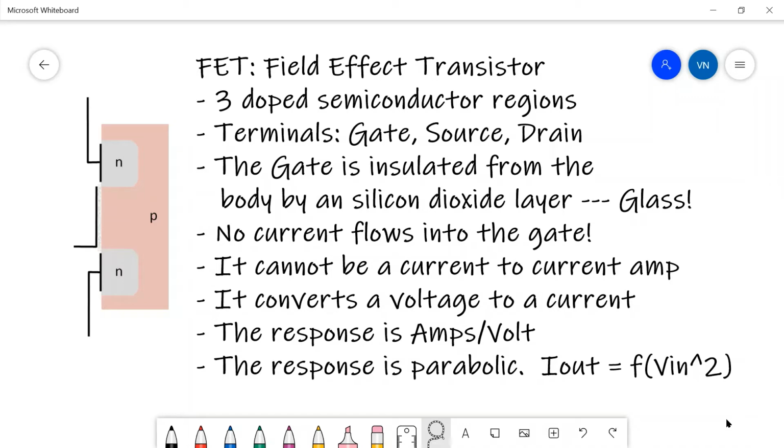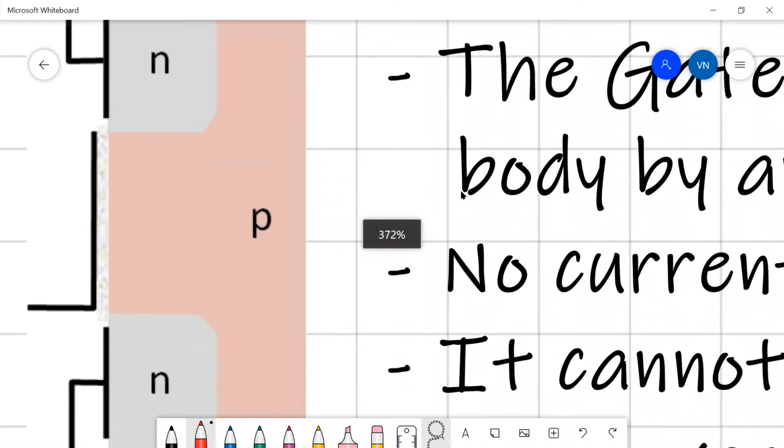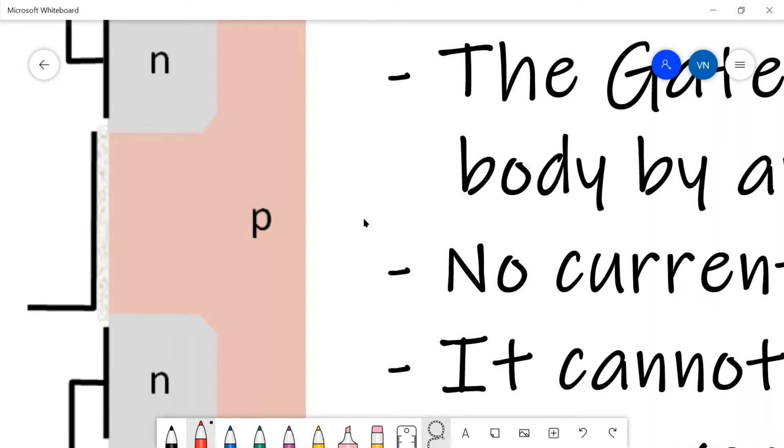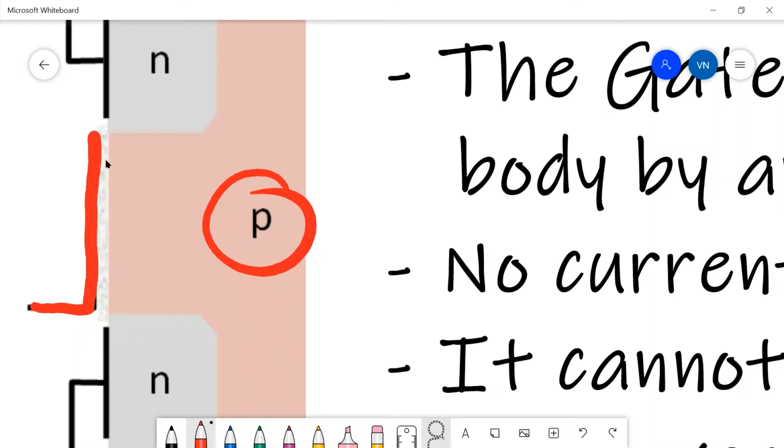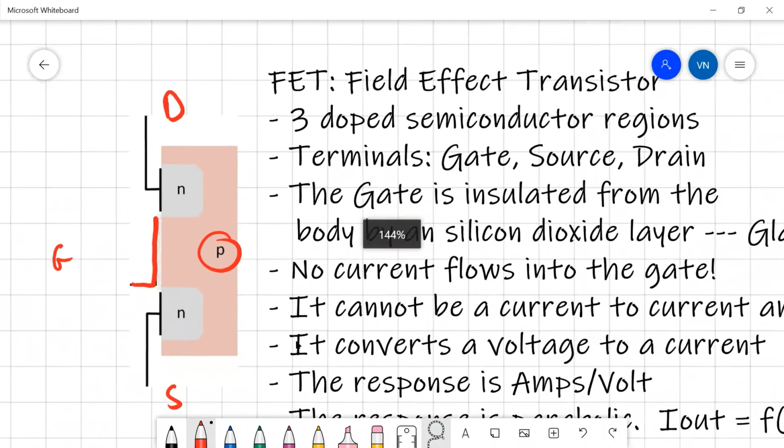The field effect transistor also has 3 doped semiconductor regions, but the terminals that come out of the package we refer to as the gate, the source, and the drain. The main difference between a FET and a BJT is that the gate is an insulated gate. And what I mean by that is that the aluminum plating that represents the gate is physically separated from the P-type body of the transistor by an insulating layer of glass. So here you can see that the gate terminal is physically separated from the internals of the transistor.